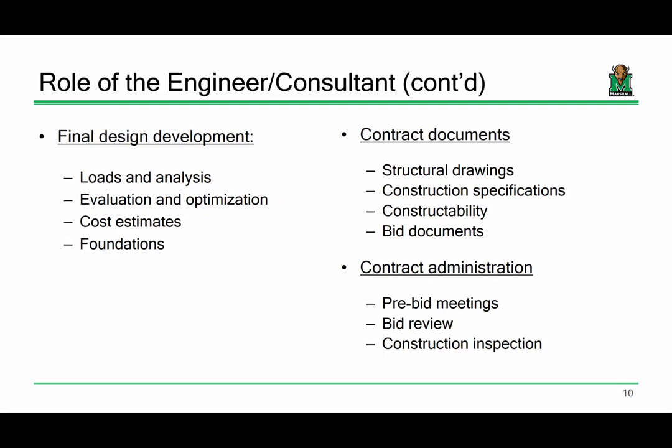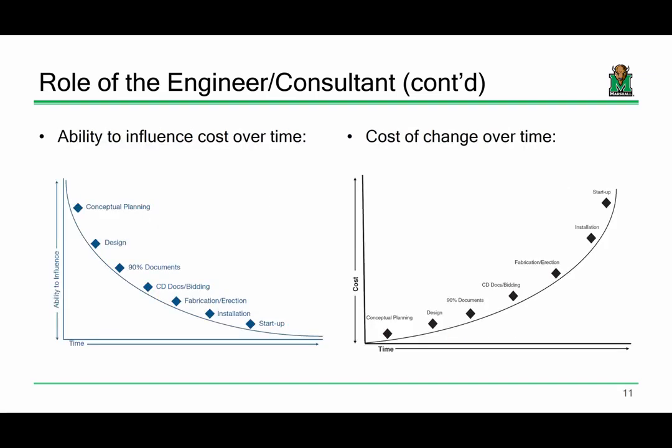Then once we've settled on a final design, now we need to refine it and produce our drawings, optimize the member selection, perform our final analysis, get our cost estimates taken care of, and get the foundations designed. Then it's time to start developing documents for the bidding process for the contractor: structural drawings, construction specs, developing your bid documents. Then it's time to get into contract administration to actually get the project built. So bid review meeting, pre-bid meetings, determining construction inspection schedule, all of that.